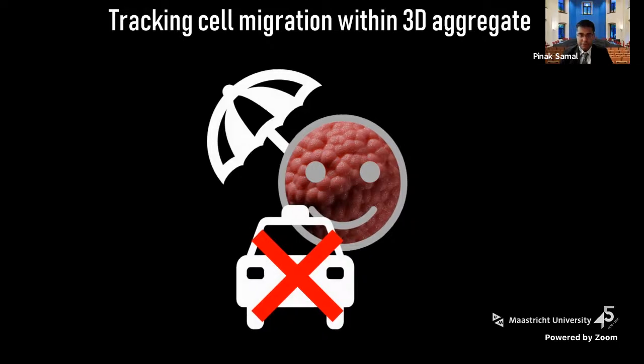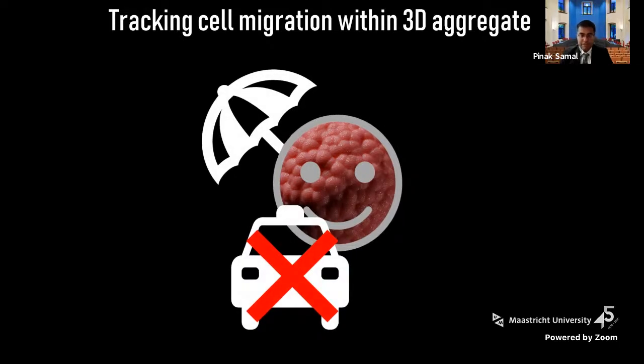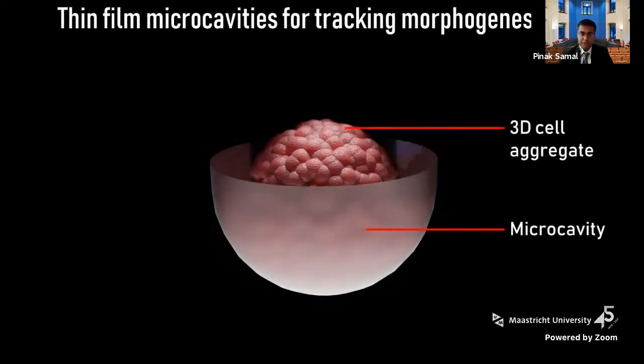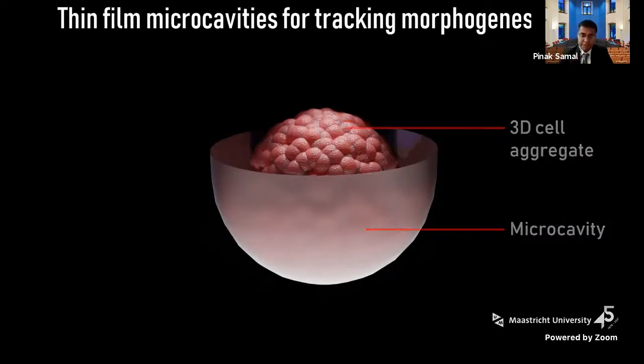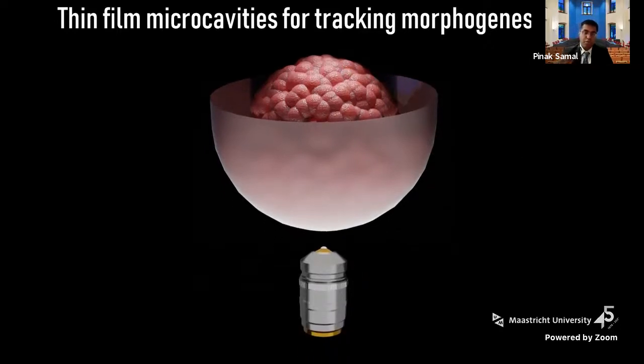And once the aggregate is elongating, we need to make sure that it doesn't move around and is locked into position so that we can track the cells within the aggregate. To achieve this, we use thin film microcavities, and each microcavity was designed to hold one aggregate. The advantage of using these thin film microcavities is that we could use low working distance objectives, and this in turn facilitated high resolution microscopy.